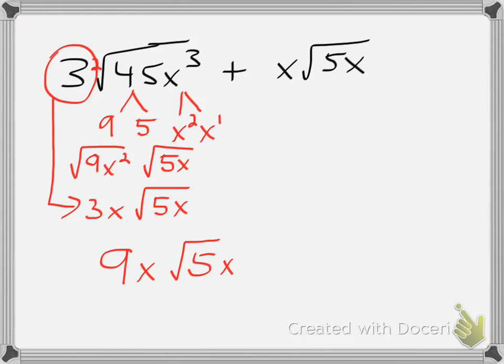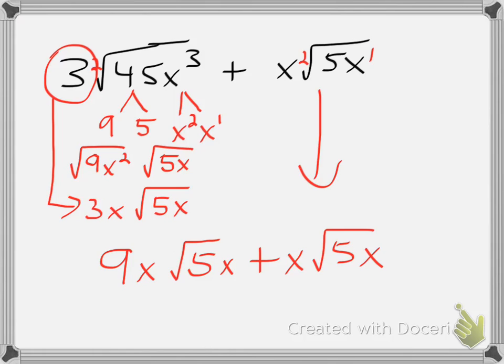Looking at my second radical, I can't break 5 down any further. There's no perfect square that divides into it. And my exponent for my x is 1. And since my index is 2, and specifically my index is larger than the exponent inside, that means I can't break the x down any further at all. So this is just going to come down and be x square root of 5x.